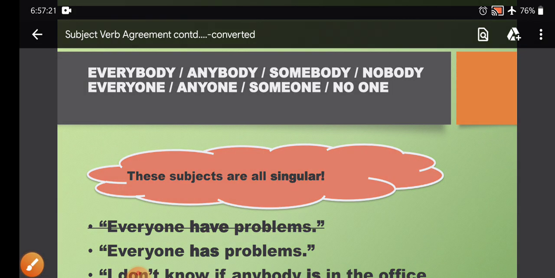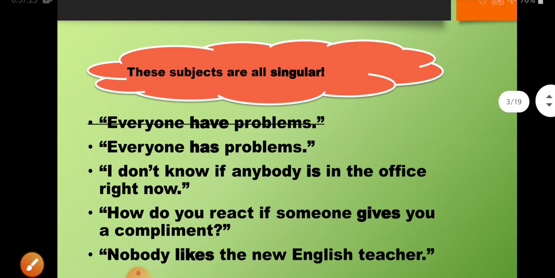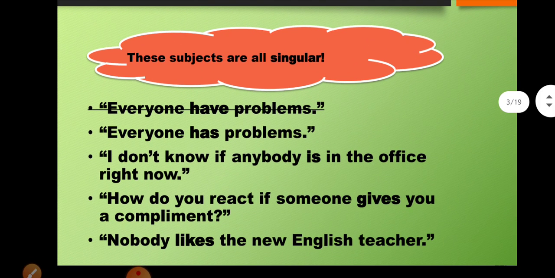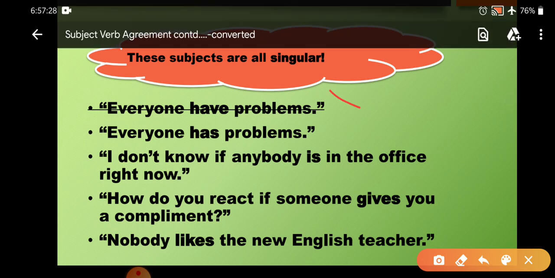Now in your day-to-day usage, it becomes very clear that you don't say everyone have problems. This is wrong. We say everyone has problems. I don't know if anybody is in the office right now. Your teachers ask you in the class, has anyone done the work? Has anyone? Okay, so it's singular. Has anyone done the work?